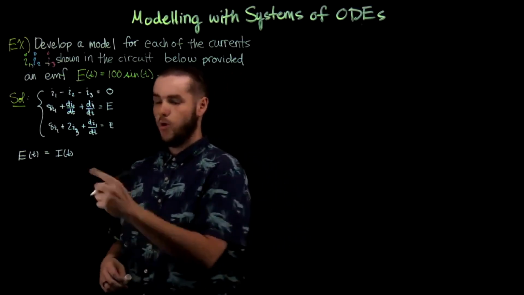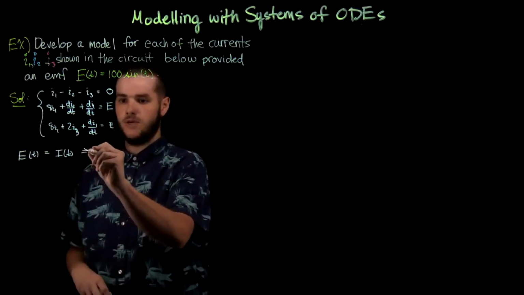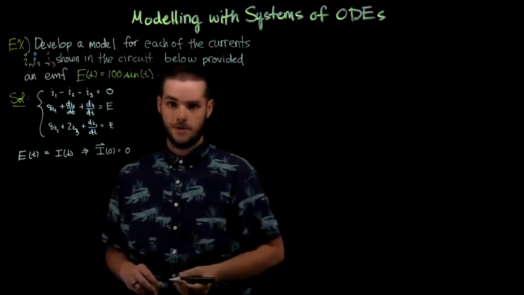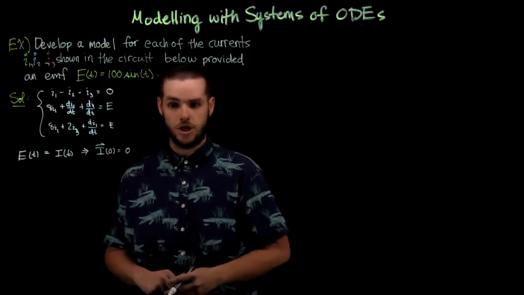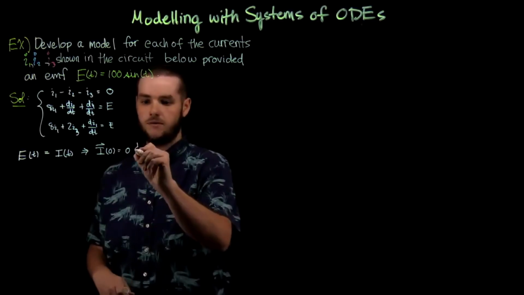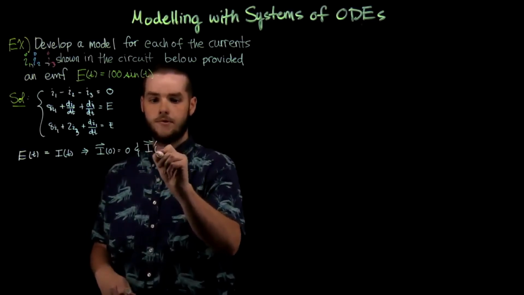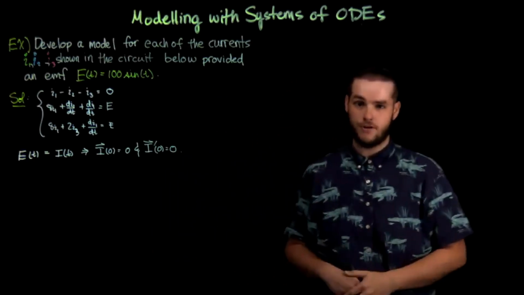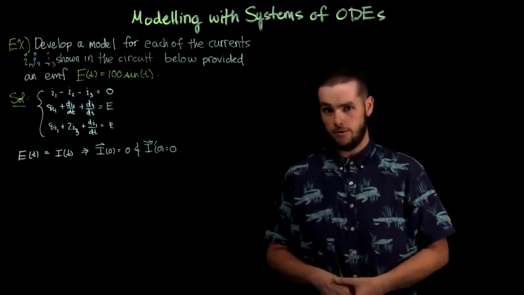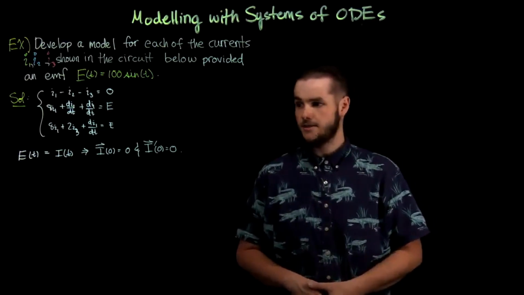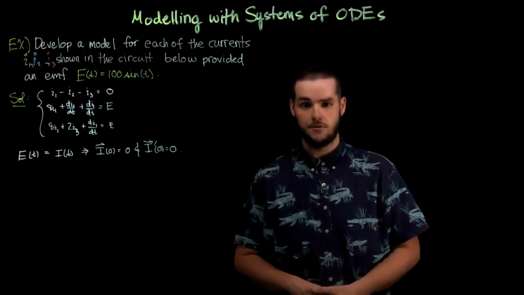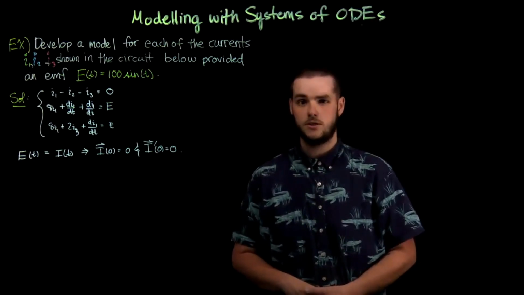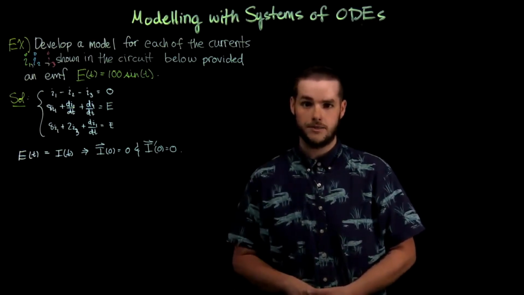Using this, when I plug in 0, it tells me that I of 0 is 0. And similarly, if I differentiated both sides of this, it would tell me that I prime of 0 is 0. Here I'm using capital I to denote the vector of all of our currents. So it tells me that each current begins at 0, and its derivative begins at 0. Now I have a full system of equations that can be used to uniquely determine the currents.